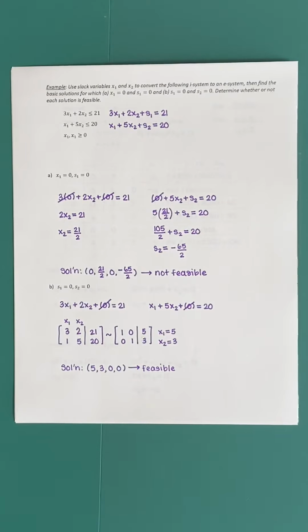Okay, so first thing we want to do, we want to use slack variables to convert our I system to an E system. And then we want to find just some individual basic solutions. So we're going to start out small. We're not going to do the whole problem. So convert to an E system, and then check a couple different combinations, determine what the solution would be in total, determine whether or not that combination would be feasible for solving a linear programming problem.